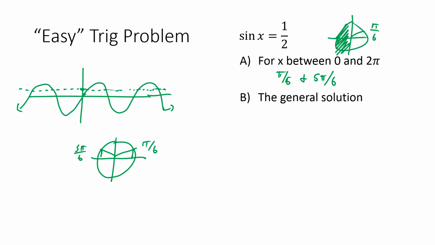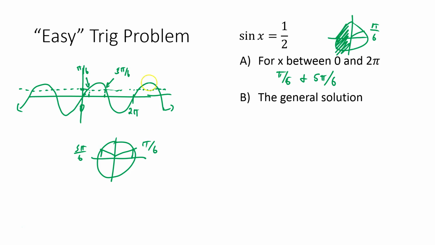And then the general solution. What we just found here, this is 0, this is 2 pi, right? That's one full period. So this guy right here, that's our pi over 6. And this guy right here, that's our 5 pi over 6, right? So that's on the x-axis down here. Those are the two x values that make the sine curve equal 1/2. Now let's think about how we can get to the next one.